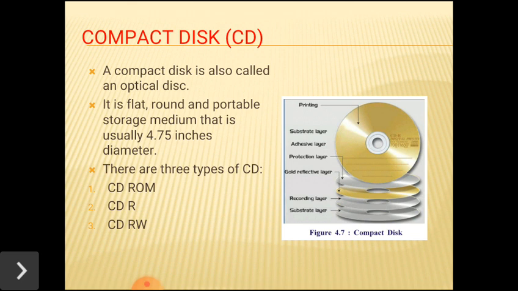Now come to compact disk, means CD. A compact disk is also called an optical disk. It is a flat, round and portable storage medium that is usually 4.75 inches in diameter. You might have seen the audio CD for music. A CD can contain other types of data such as text, graphics and video. The typical capacity of a CD is 650 MB of data.